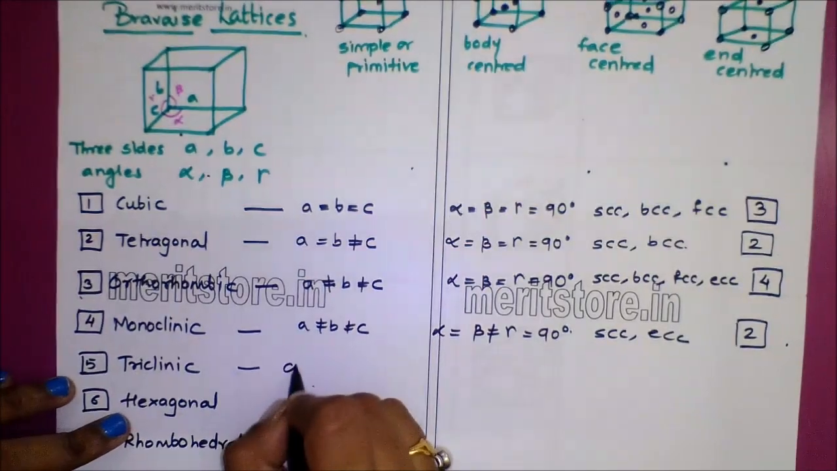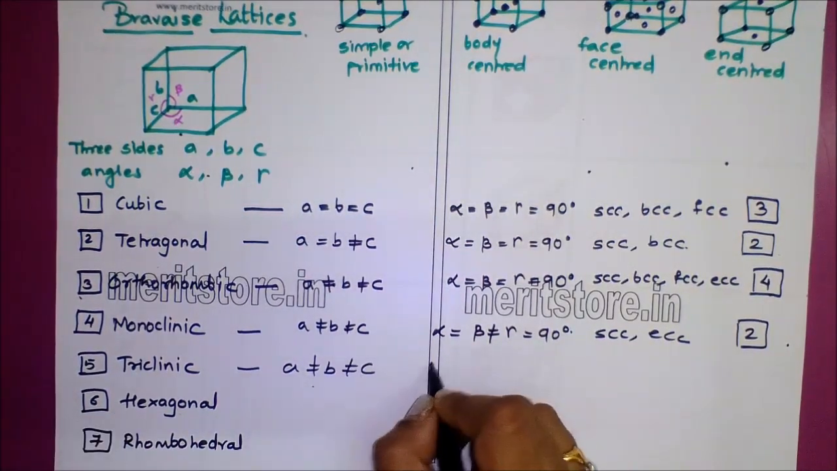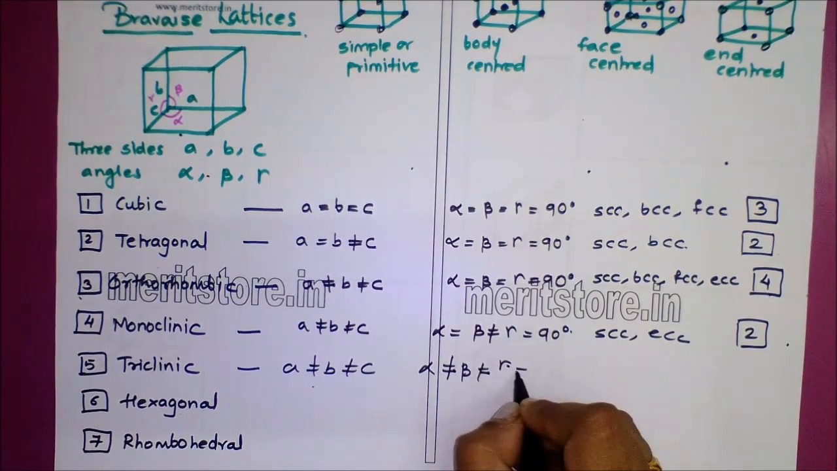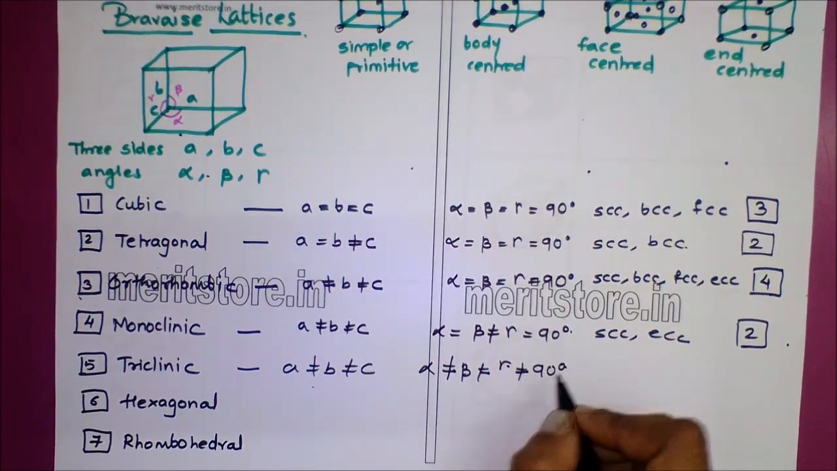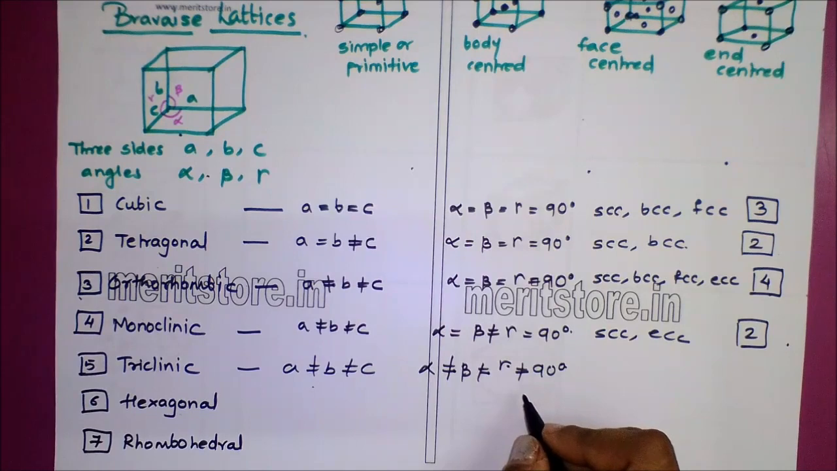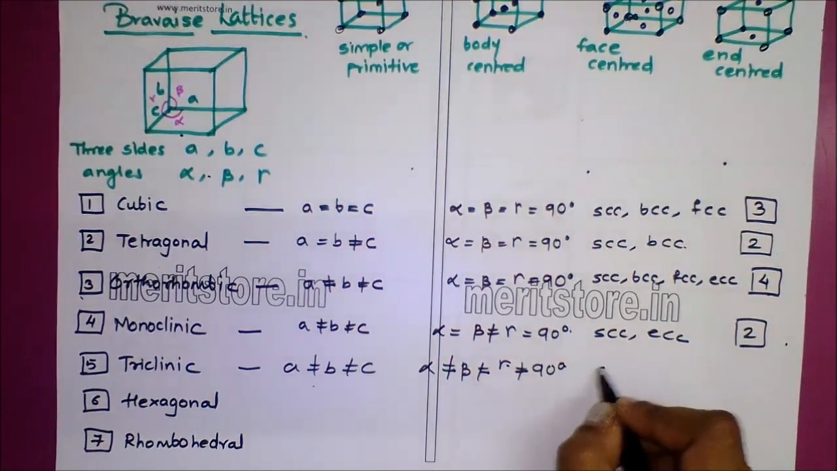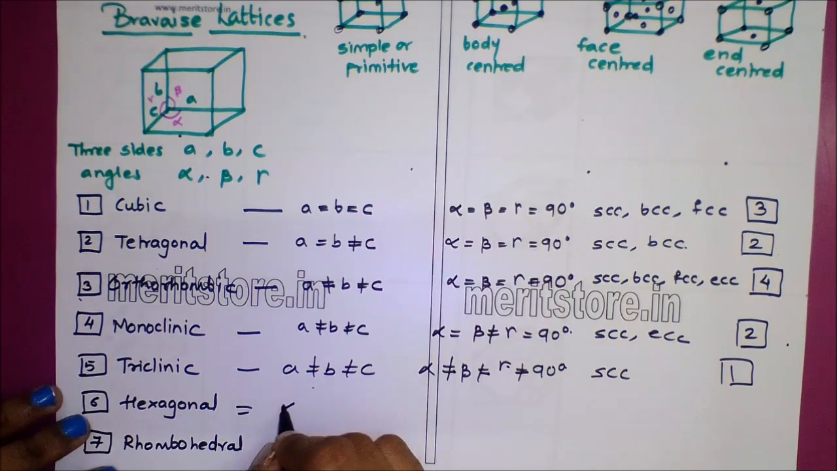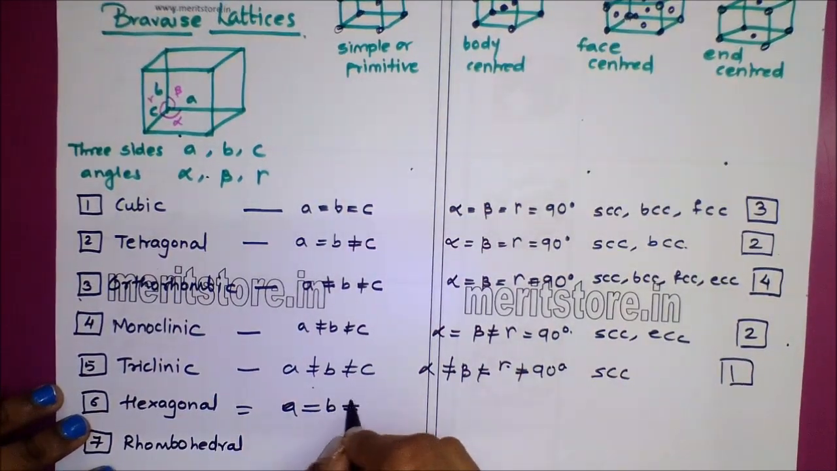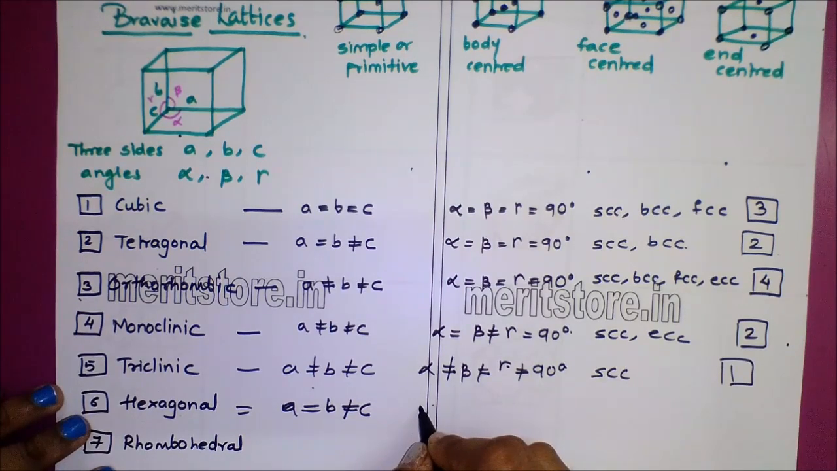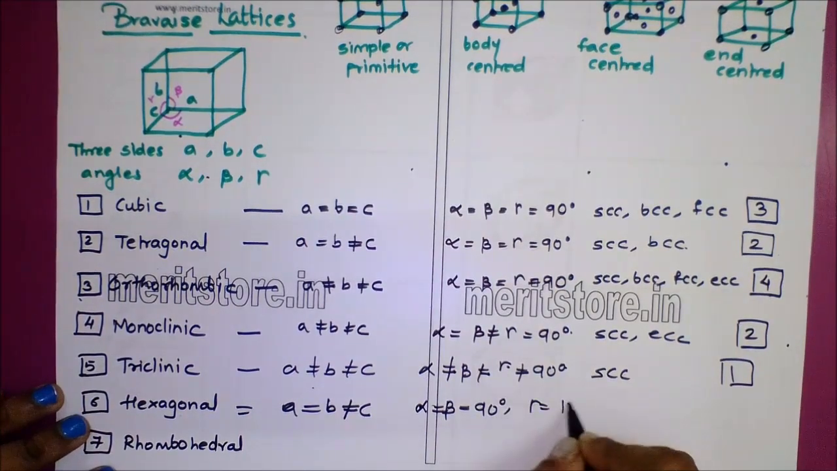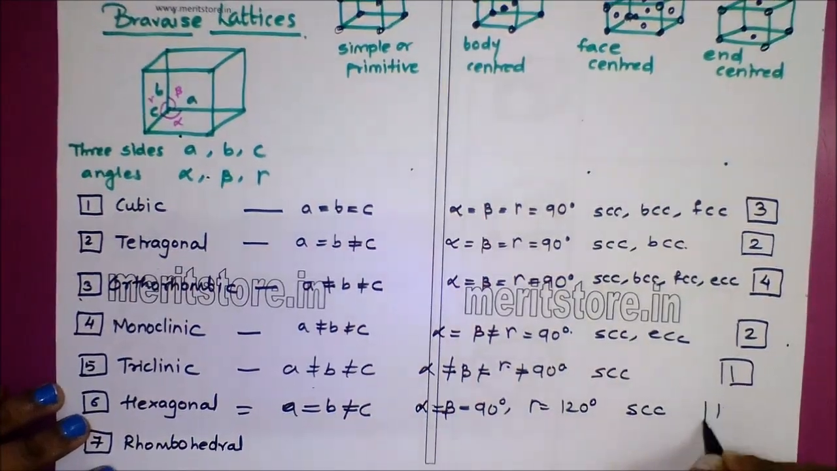In case of triclinic, a is not equal to b, not equal to c. Even alpha is not equal to beta, not equal to gamma, and none equal to 90 degrees. So all 3 angles and all 3 sides are unequal. Under this category we have only one type, that is SCC. In case of hexagonal, we have a = b but not equal to c. For the angles, alpha = beta = 90 degrees but gamma = 120 degrees. Here also we have the simple arrangement, that's 1.